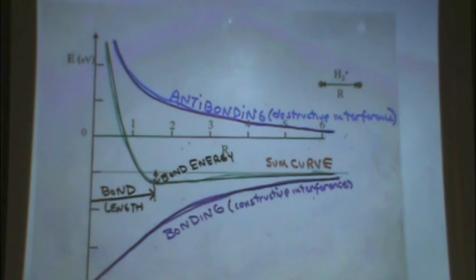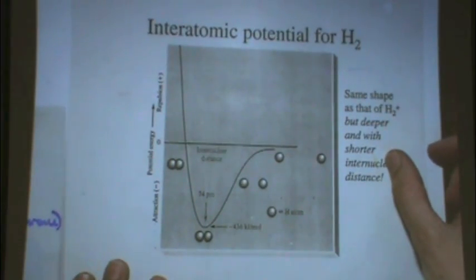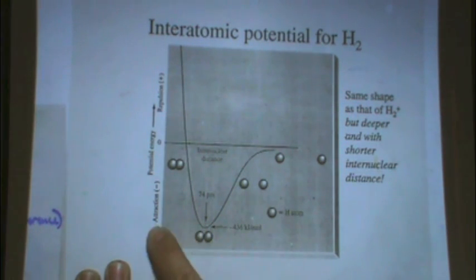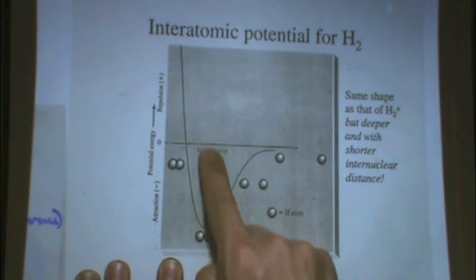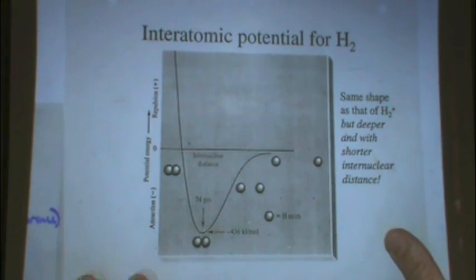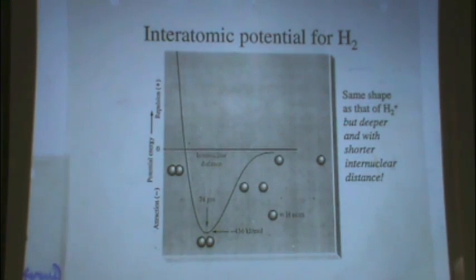I can show you a picture from your textbook. They try to make the sum curve a little more beautiful. And this is not actual data, just an artistic rendering. But here's the well. And this distance here would be the bond length. And this distance, top to bottom here, would be the bond energy. Okay? This is for H2. So this is the sum curve. They're not showing you the bonding and the anti-bonding curves. But that's from your text. You can take a look at that if you want.